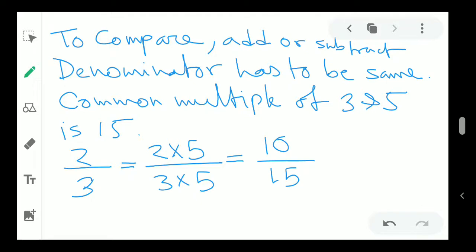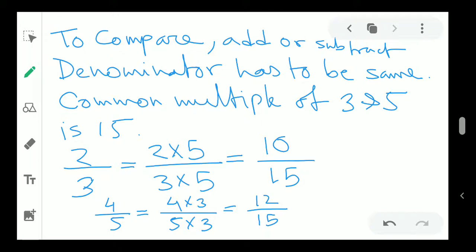As well as for 4 by 5, I know that I have to make the denominator 15 and make a similar fraction. So I will multiply the same thing up and down, but I will multiply by 3 down so that the denominator becomes 15 again, and this is 12. And now you can compare. So 2 by 3 is the same fraction as 10 by 15, and 4 by 5 is the same as 12 by 15. Now you can compare them because the total here, 15, is the same.